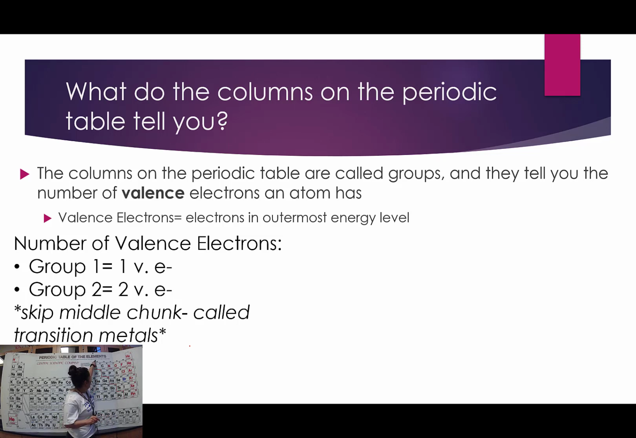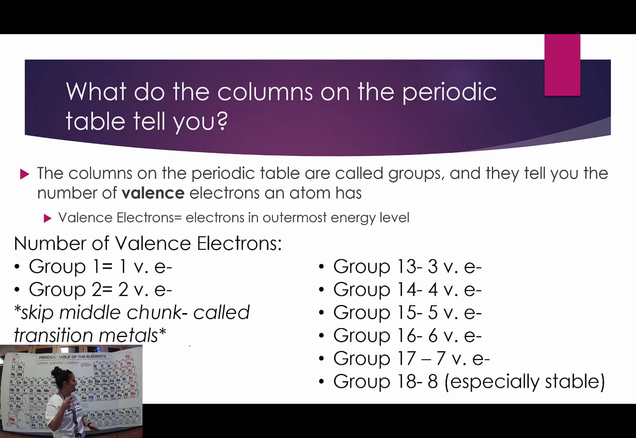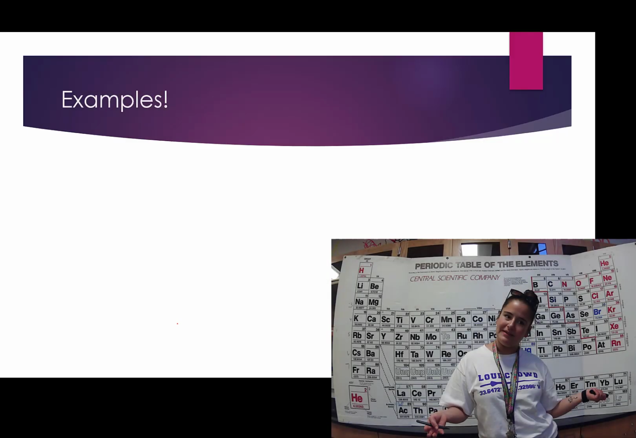So then we're over here. This is group 13, and they have 3 valence electrons. Group 14 has 4, 15 has 5, 16, 6, 17, 7, and group 18, 8. So for groups 13 through 18, you have to subtract 10 to get its number of valence electrons. Okay, so let's practice with some examples.